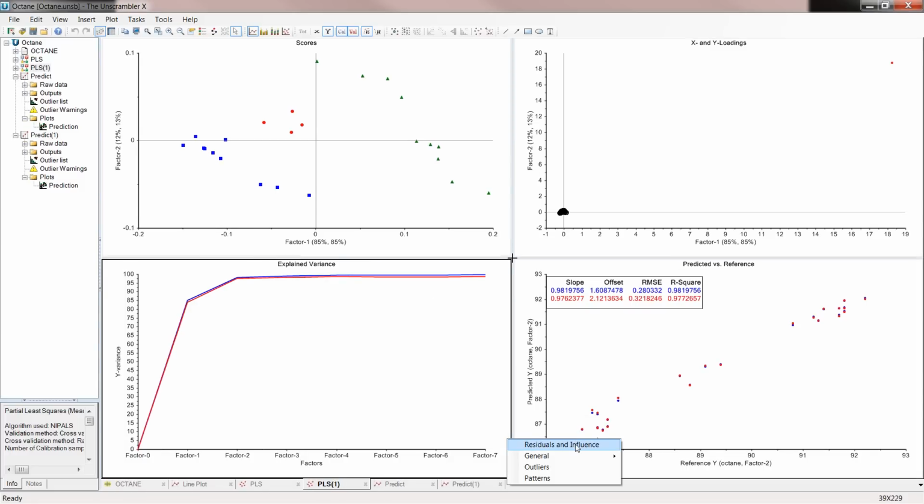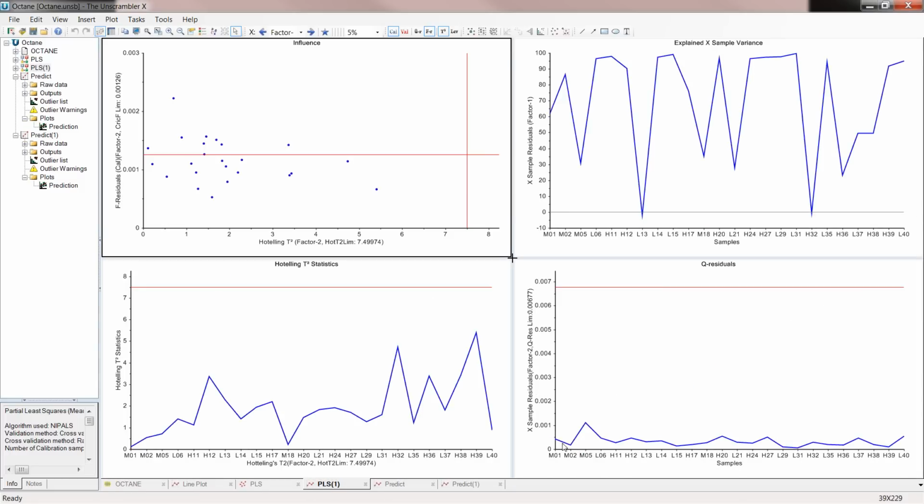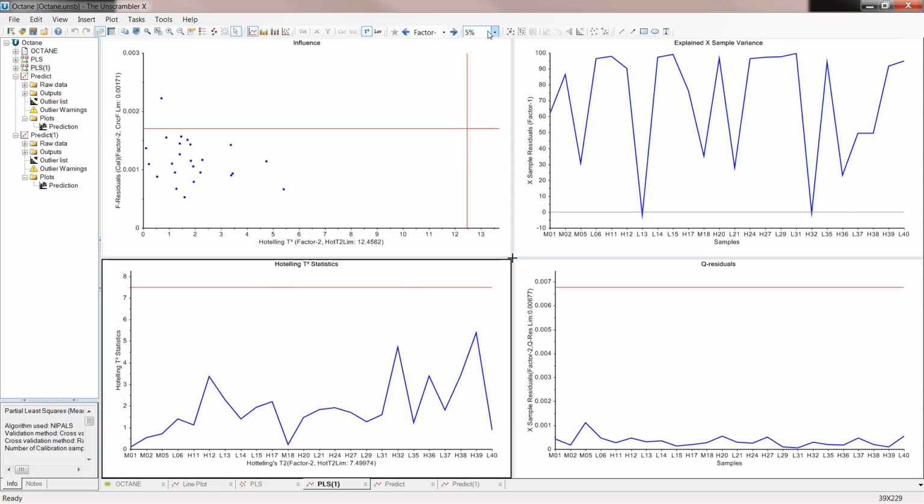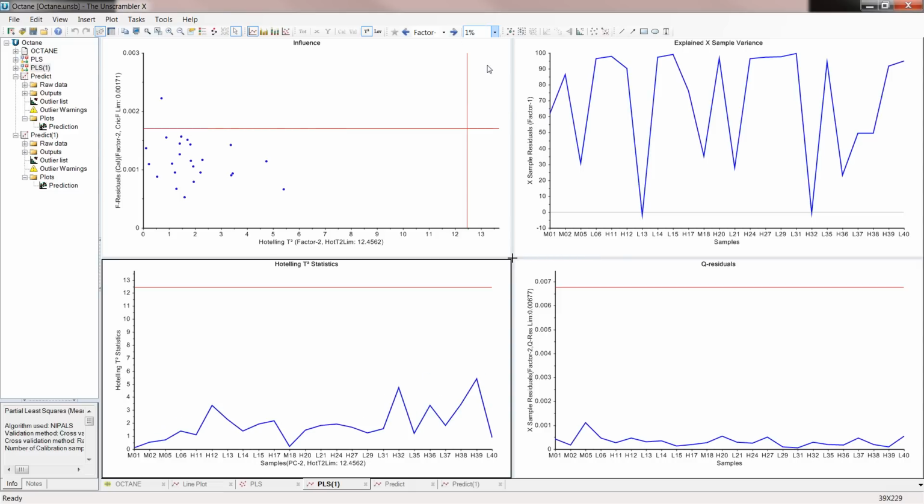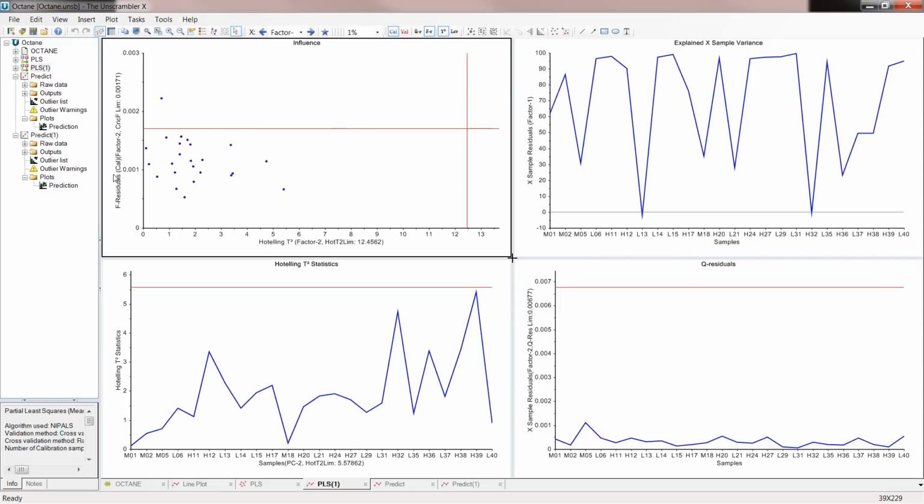So your residuals and influence here. This is your Hotelling t-squares. That basically tells you how far from the center of the model each data point is. And you can change this line of significance to be more or less strict depending on your needs. And this is your influence, so this has your Hotelling t-squared, and you're looking at your residuals.